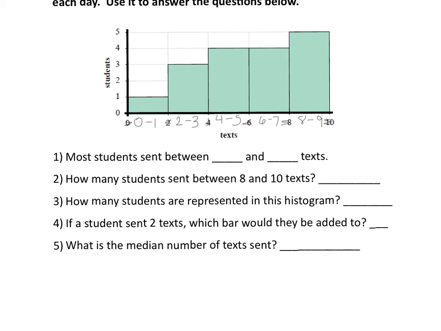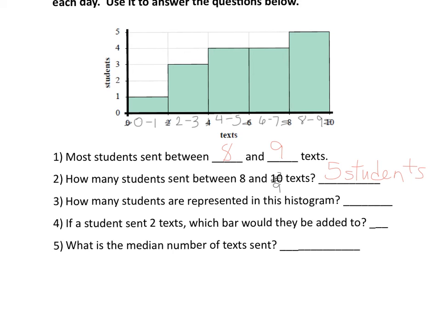Most students sent between blank and blank texts. Well, when we look at it, we see that the bar for 8 to 9 texts is the largest. This means that most students sent between 8 and 9 texts. Question number 2 says, how many students sent between 8 and 10 texts? Well, first of all, instead of 10, we're going to call that 9. So how many students sent between 8 and 9 texts? The answer is 5 students, because the bar goes up to 5.